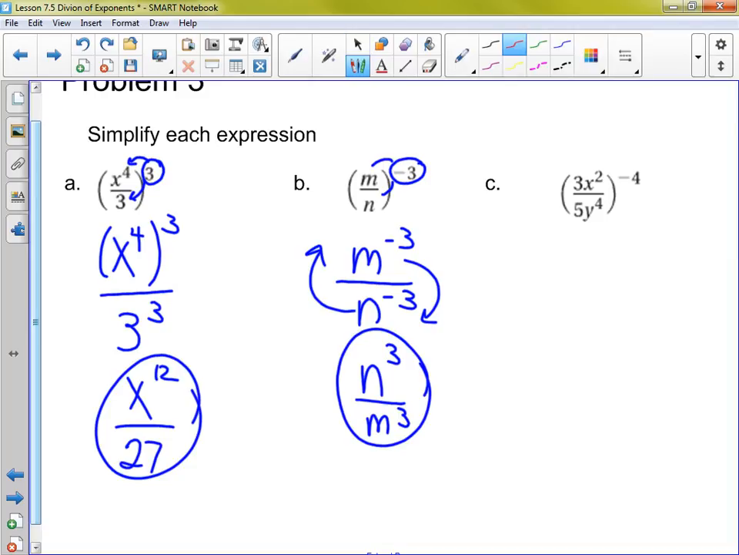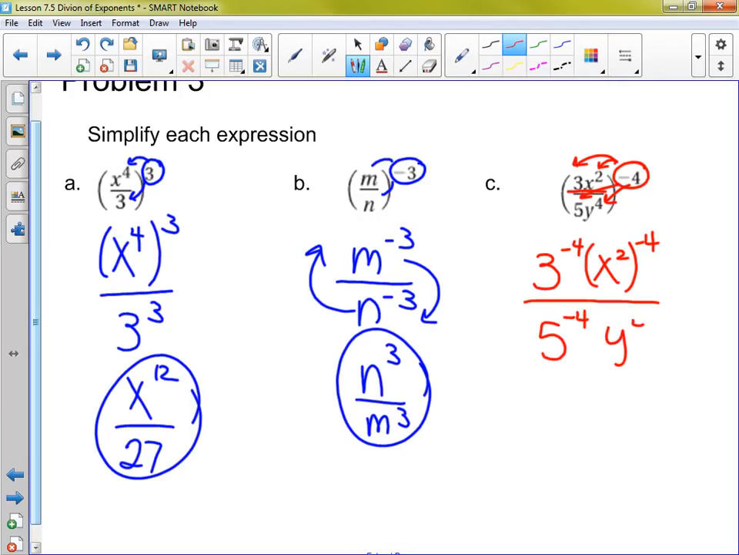And the last one involves a whole bunch of different properties. But the exponent on the outside is raising a quotient or a fraction. So I'm going to give this exponent of -4 to each part inside. Every part inside on the top and every part inside on the bottom. Write it out. 3 raised to the -4th power, x squared raised to the -4th power, over 5 to the -4th power, and y to the 4th to the -4th power.